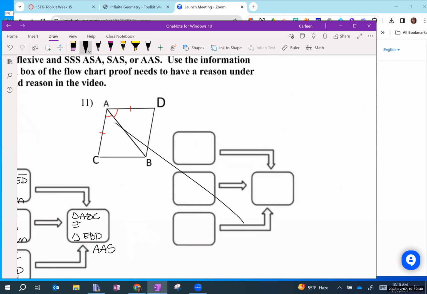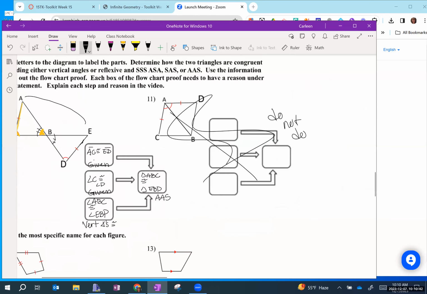Okay, this one you can cross off. Do not do. If you want to see it, it's on last year's video, or you can request it on the end, but you do not have to do number 11.